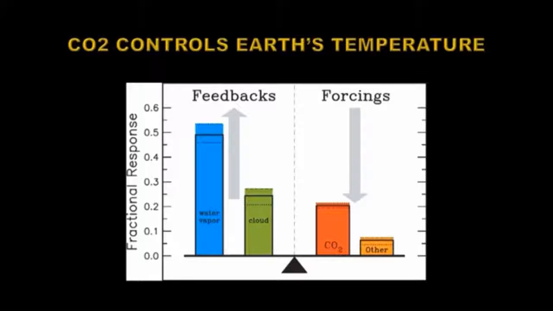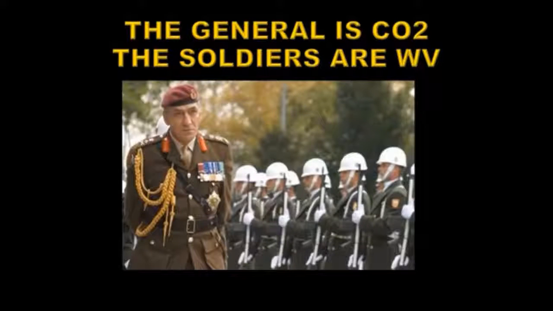And you can see that here. Carbon dioxide is doing most of the forcing, and most of the feedbacks come from water vapor and clouds. So, which is the more important? Water vapor or carbon dioxide? Carbon dioxide is the general here. It orders around what the other greenhouse gases are going to do. Water vapor, though there are more of them, are the soldiers. They do a lot of the work, but they're not in charge.